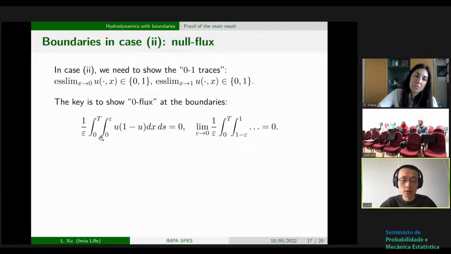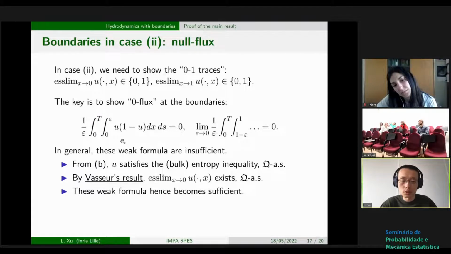And so let's see that. This is the integral from 0 to epsilon, and then I divide by epsilon. So if the limit is 0, then I say that it is a 0 flux. So notice that in general, this is a weak formula, which is not sufficient to prove this essential limit, because this is just an integral. And from the integral, I cannot say anything about the essential limit.